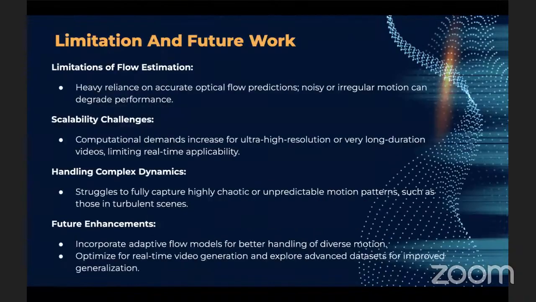So we have finally come to the limitations and future work. Most of the limitations are that it relies on accurate optical flow prediction, so noisy and irregular motions can degrade performance. There are also scalability challenges, and it also struggles to capture highly chaotic or even unpredictable motion patterns, in the case of turbulent scenes. There is also an autoregressive limitation, that is, the current model only supports autoregressive video generation, limiting its ability to perform keyframe or video interpolation.